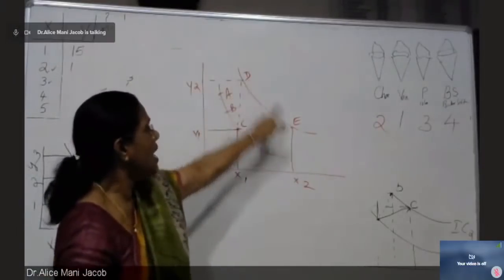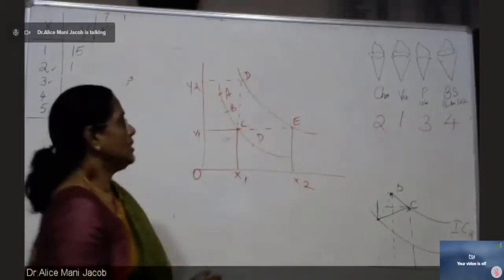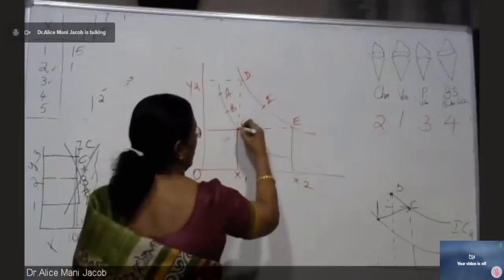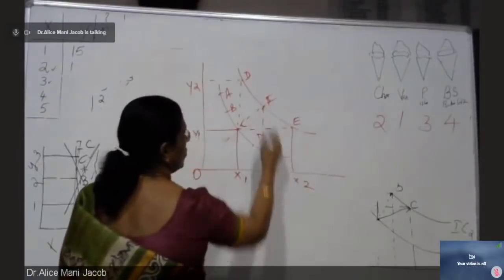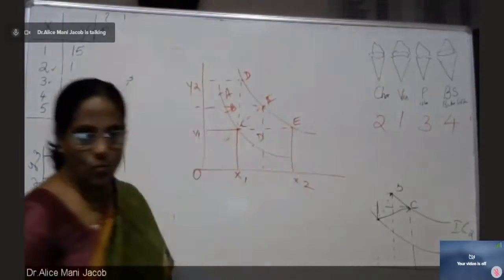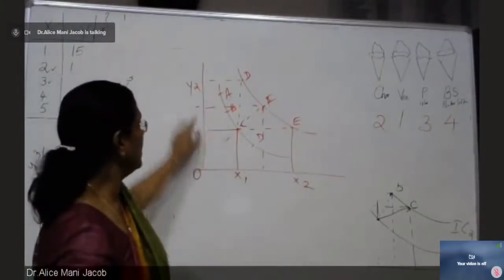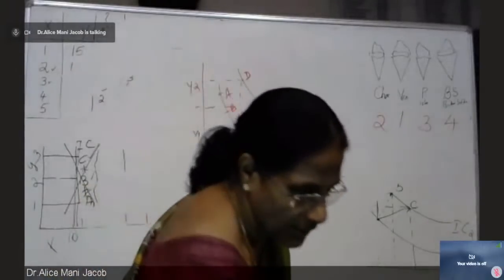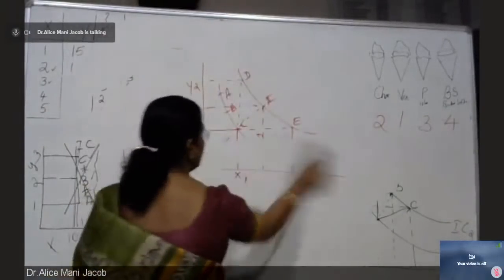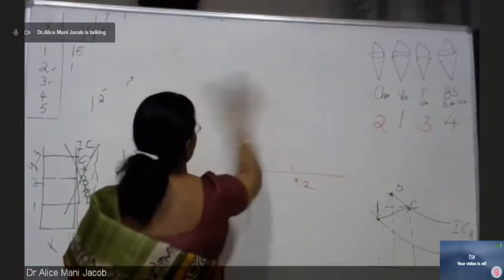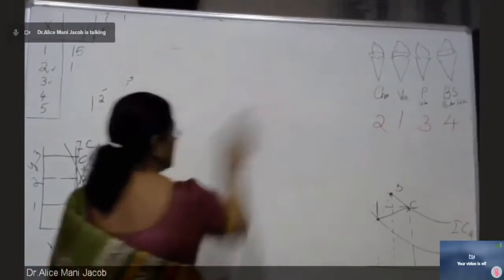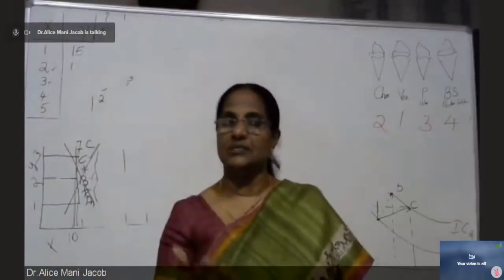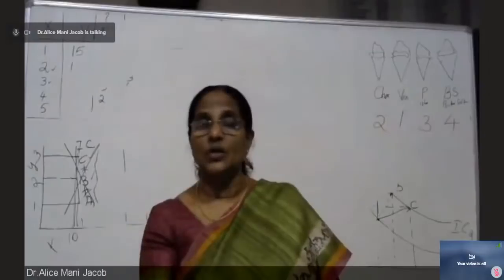You should be happier at point D and at point E. Suppose you move to another point F. That means you have more of X and more of Y. Here more of Y and here more of X. Now please note it. The farther the curve is away from the origin, your satisfaction is higher. So which curve would you prefer?